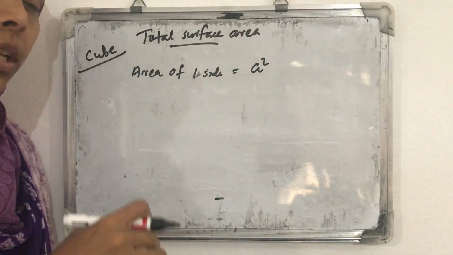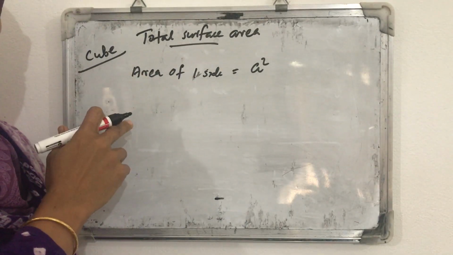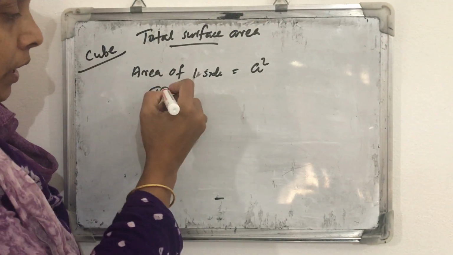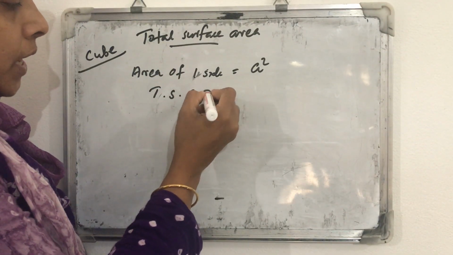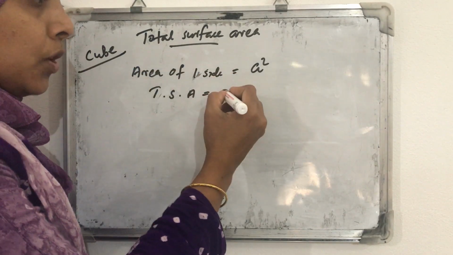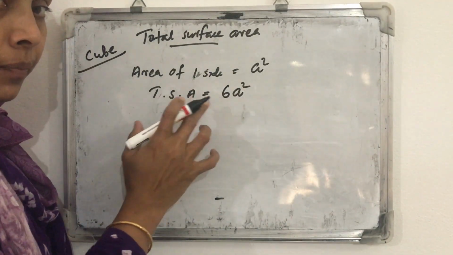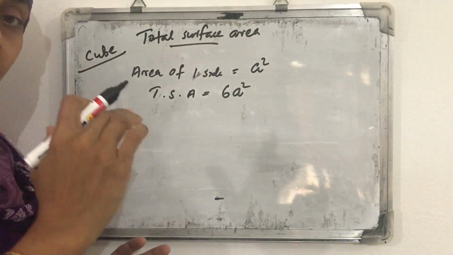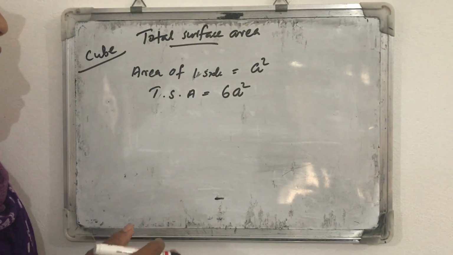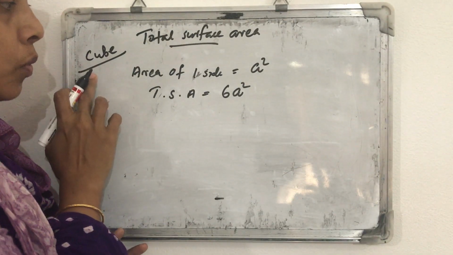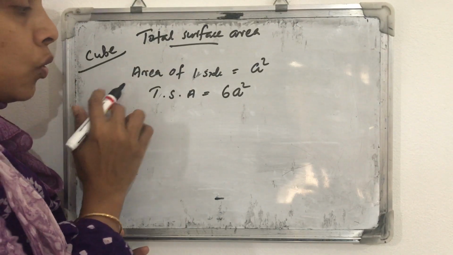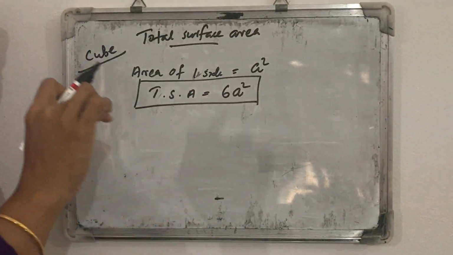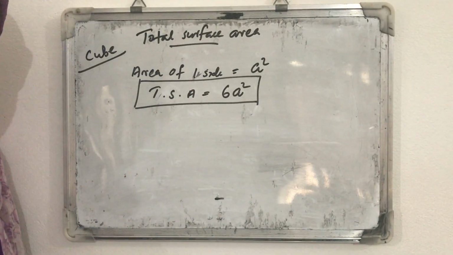So for a cube there will be 6 squares like this. For short we can use TSA. Total surface area of a cube is equal to 6 into a square. 6 faces are there, so 6 into the area of one side, because for a square all sides are the same. So it is easy in the case of a cube. The total surface area of a cube is 6a square, where a is the side length.